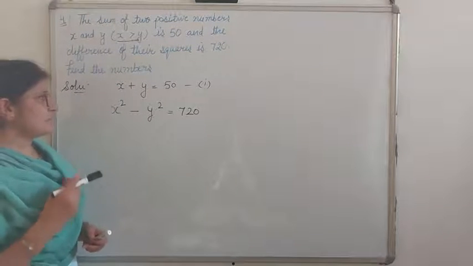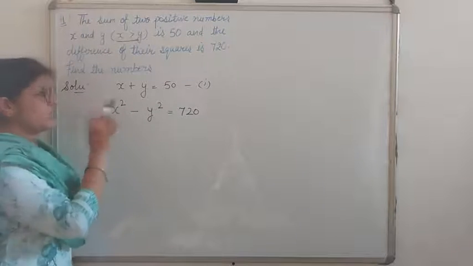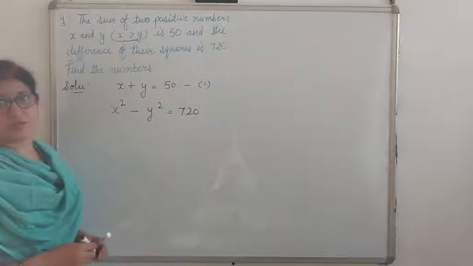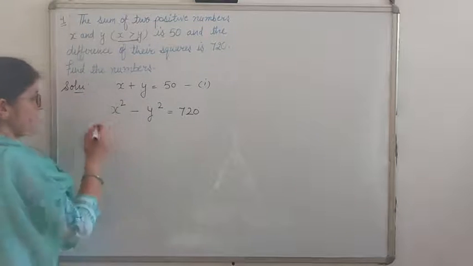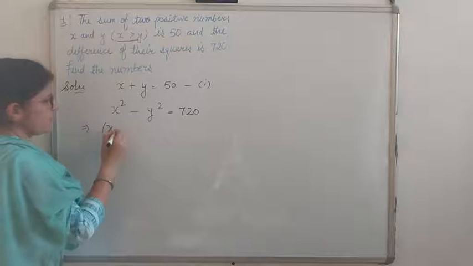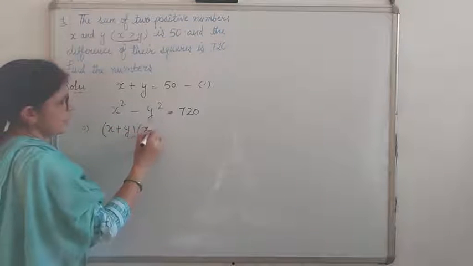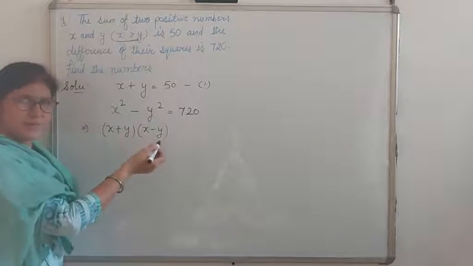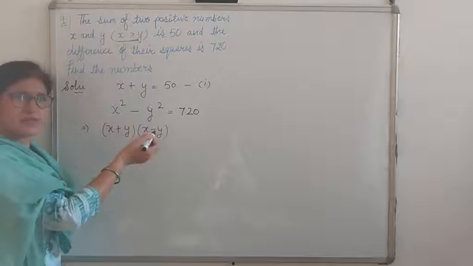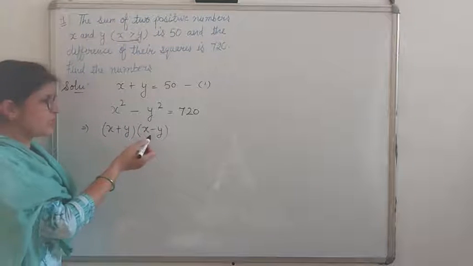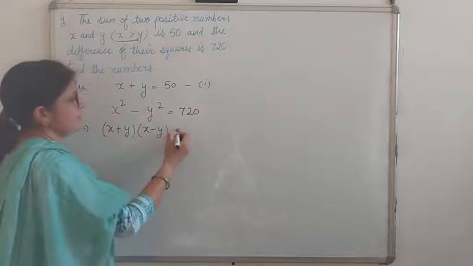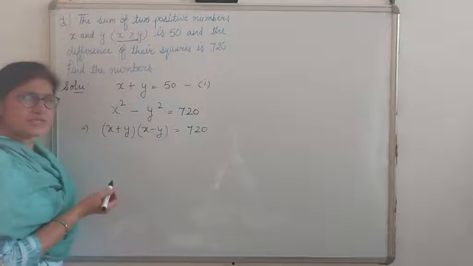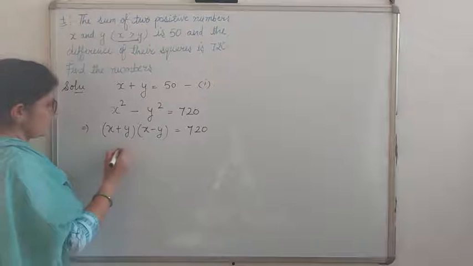If you think of a square minus b square, this difference property we have done in the 4th chapter, expansion. We will go with the same. You can write it as x plus y and x minus y. A square minus b square is a plus b, a minus b. Here we have x square minus y square, which means once we take the addition, once we take the difference, and it is 720. So from the first equation, x plus y we can substitute as 50.